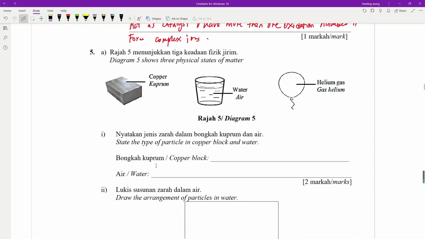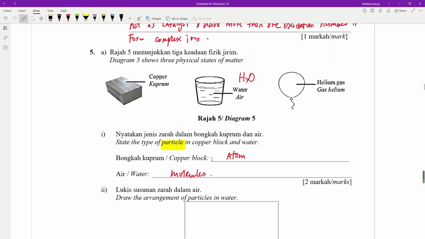Question number 5. There are 3 shows the 3 physical states of metals. So copper, water, and then helium gas. State the type of particles in the copper block. Okay, so for particles, you should know what is the requirement of the question. If it is the copper block, it's a solid, pure metal, right? So the particles should be atoms. Then in the water, water is H2O, right? So it's a molecule.